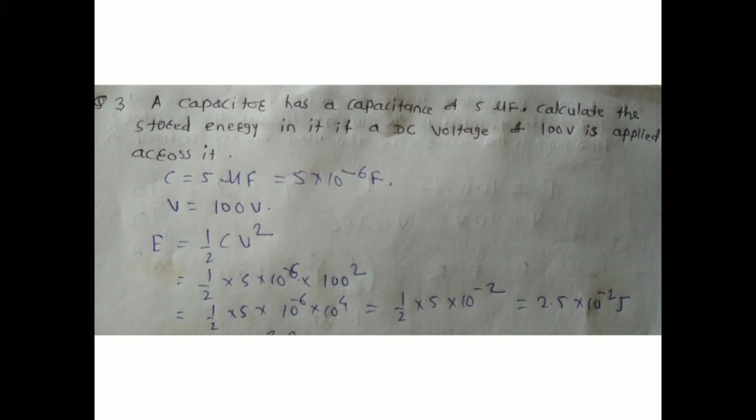Now we have to calculate the energy stored. So E equal to 1 by 2 C V square, we have the formula. So we will simply put these values: C equal to 5 microfarad and V equal to 100 volts in this equation. So we will get 1 by 2 into 5 into 10 power minus 6 into 100 square. So by simply calculating this we will get E equal to 2.5 into 10 power minus 2 joules.